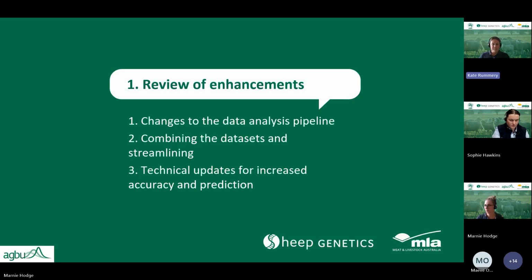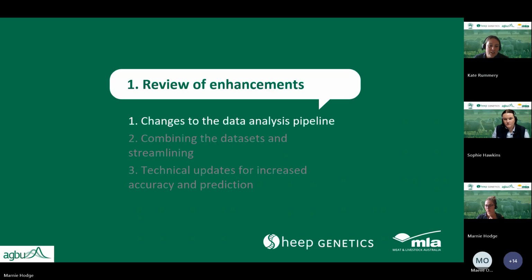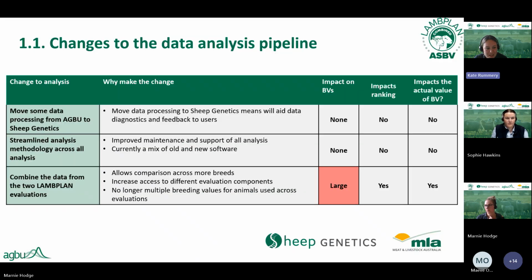So first up, we'll go through a bit of a review of the enhancements. The enhancements can be broken down into three key sections. We have changes to the data analysis pipeline, then we have the section where we've combined the data sets and streamlined some data. And third, we have some technical updates that have resulted in better accuracy and better prediction of breeding values. So we'll go through our first bit first, the changes to the data analysis pipeline.